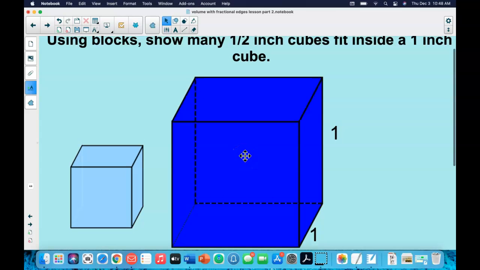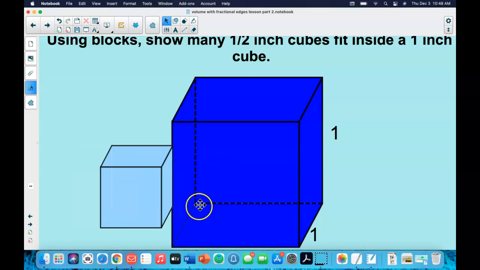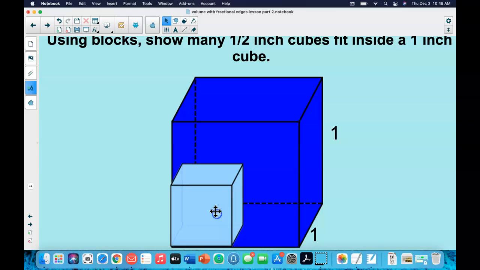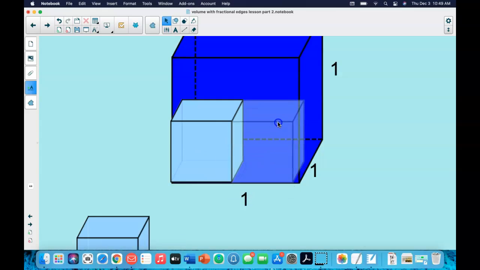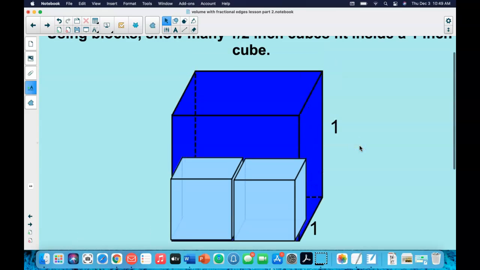Now in my head, the first thing when I tried to do this without visualizing it, I thought, okay, well 1/2 plus 1/2 equals 1. So it should just take 2 of the 1/2 inch cubes to make a cube. But then I tried that. So I have 1 and I have 2. So I put 2 together because 2 halves makes a whole, but I have a lot of empty space.